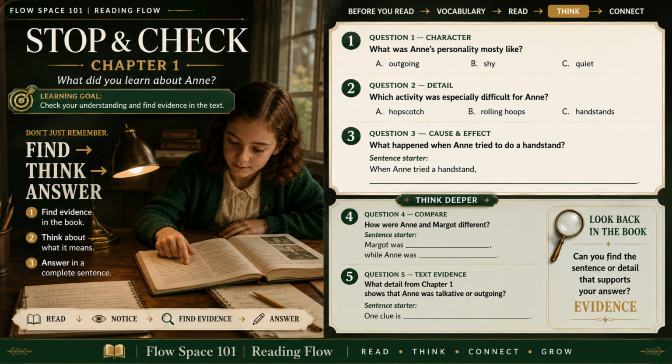And finally, prove what you know. What detail in chapter 1 shows that Anne was talkative or outgoing? Find one clue in the text. Strong readers don't only know the answer. They can show where the answer came from.